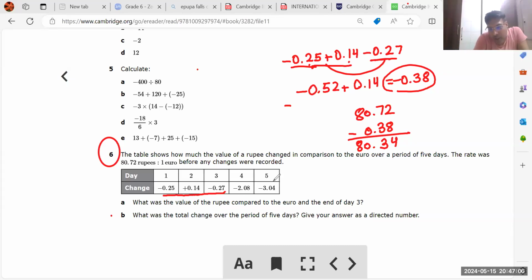All right, next, what is the total change? Our total change after the third day was minus 0.38. So minus 2.08 minus 3.04. So this will be minus 5.50. This will be the net change.